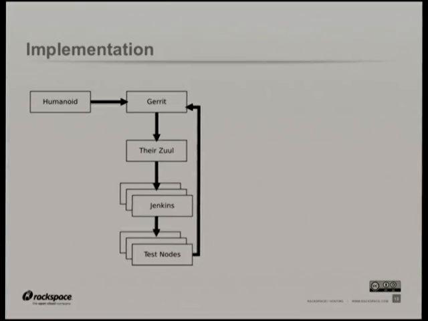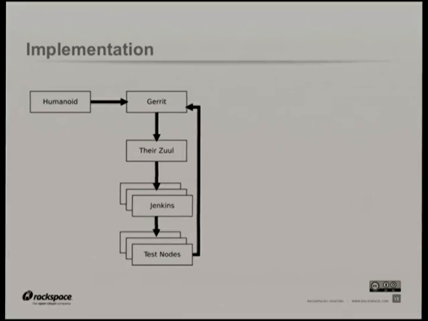So the bots we have at the moment that do this voting, how are they implemented? So the humanoid writes code. They send it to Gerrit. There's a Zuul run by the OpenStack infrastructure team. Its basic job is to read a feed of things happening in Gerrit and turn them into test jobs. So it talks to a pool of Jenkinses. There's 5 of them at the moment, I believe. And the Jenkinses own a pool of test virtual machines they run tests on.